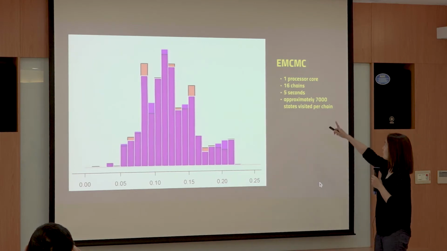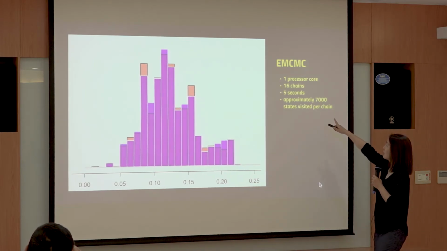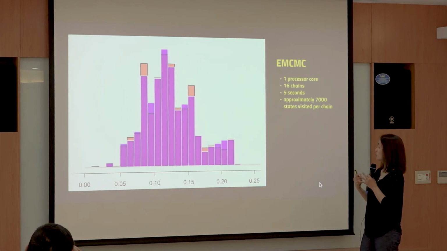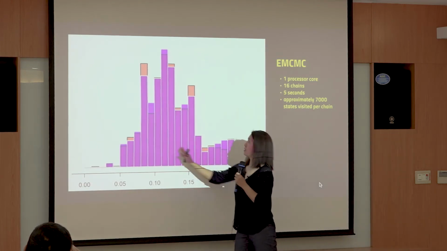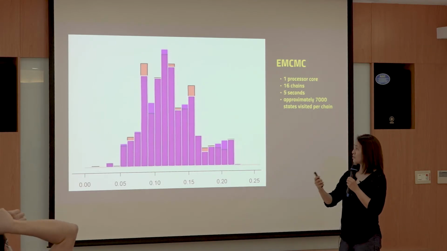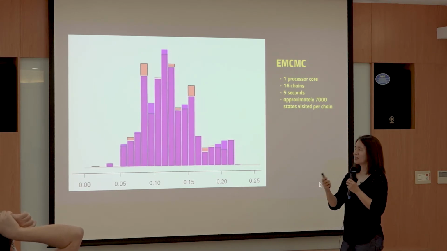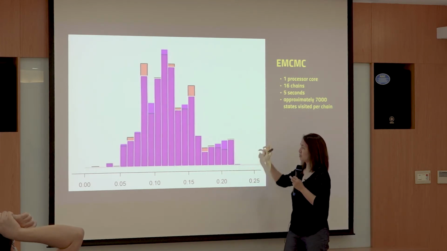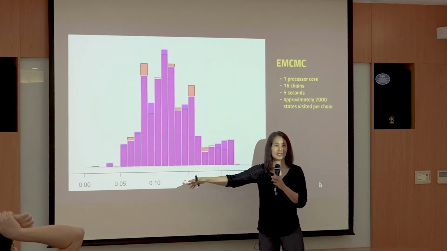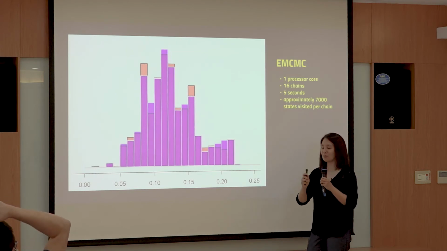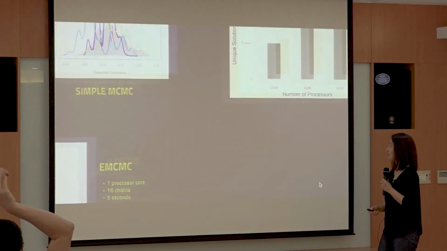We did this with one processor core, 16 parallel Markov chains, 5 seconds of compute time, visiting approximately 7,000 steps in 5 seconds each chain. And we reproduce the distribution, basically, is what I'm trying to show you. There are 927 solutions. And we visited thousands of them, but we visit them in the right proportion, right? It's the right distribution that results from that visit of the different maps.